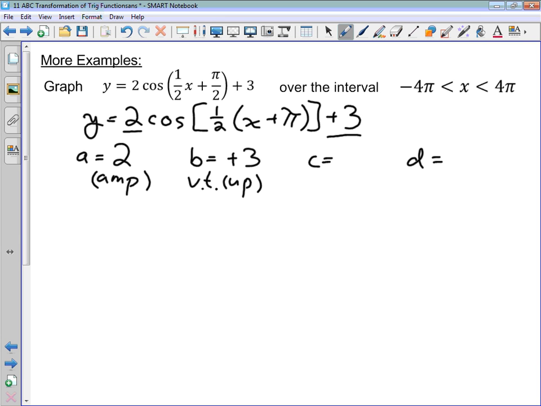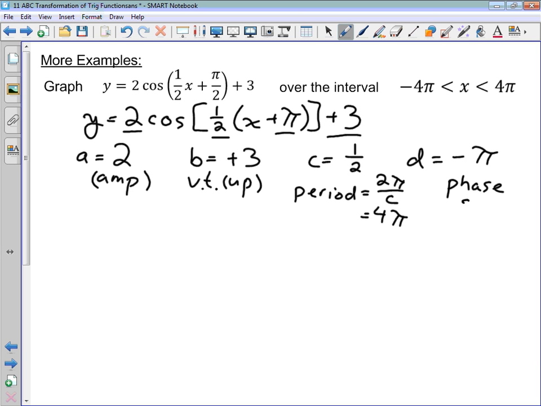C here is 1/2. It's telling us that our period is going to be 2 pi divided by c. So 2 pi divided by 1/2 is going to be 4 pi. And d is our phase shift here. It is negative pi, because we see a positive sign inside there. So if our phase shift is negative, that's telling us that the whole curve is being shifted to the left.